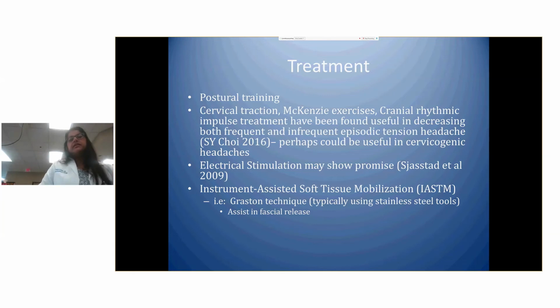Electrical stimulation, this is something where a lot more research is also needed, but it may show promise. A study done in 2009, the study size was very little. It was one patient with cervicogenic headaches that had improvement with electrical stimulation. So that study, again, the research needs to be expanded with that specific modality, but showing promise. And then instrument-assisted soft tissue mobilization using the Graston technique, depending on what the cause is, but that can also be useful in myofascial release.